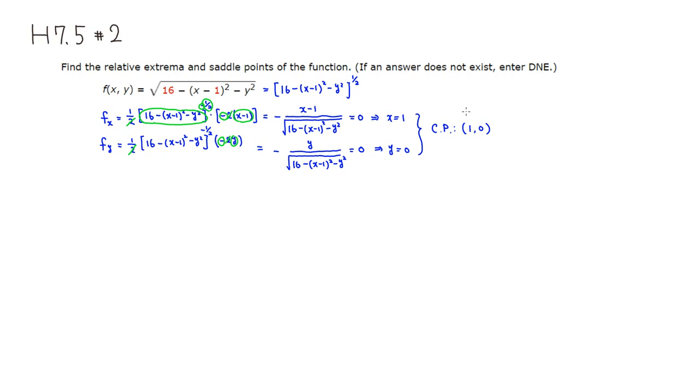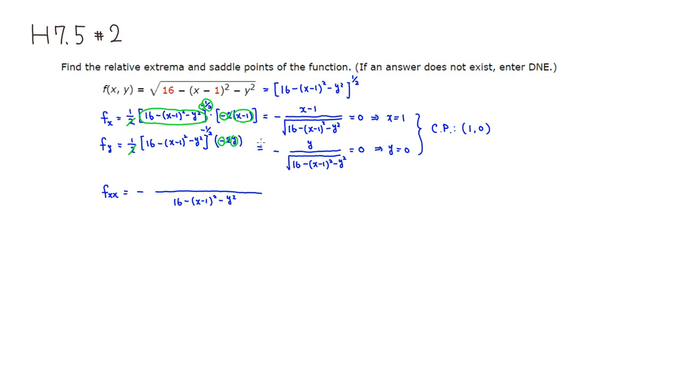We need to determine what kind of relative extrema or saddle point this gives us, so we need to do the second partial test. We take the partial derivative with respect to x twice, the second partial. We take the derivative of that again. There's a negative sign there. Then we square the denominator, so you just get 16 minus x minus 1 squared minus y squared.